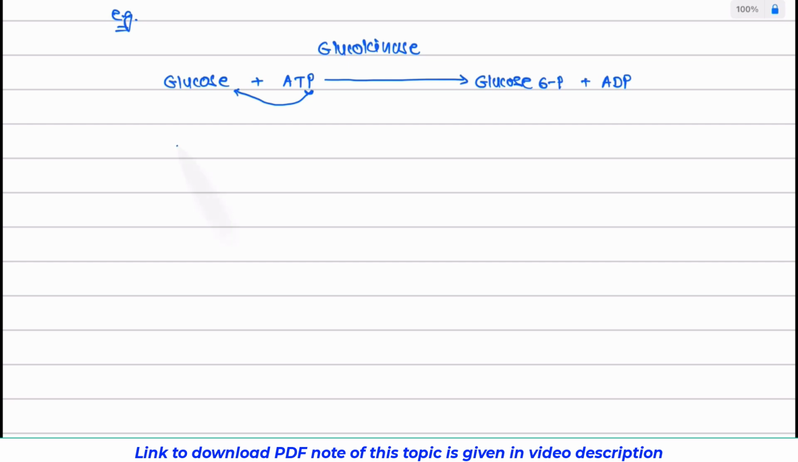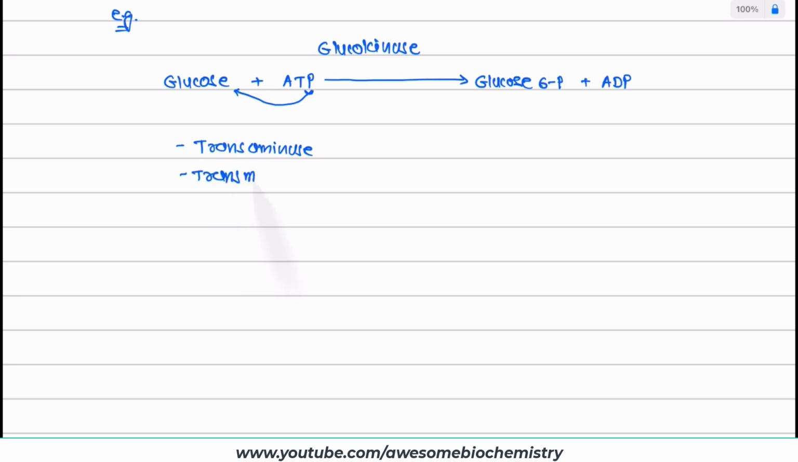Other examples are transaminase, which transfers amino group between various amino acids, and transmethylase, which transfers methyl group. Now let us look at class 3 of enzyme, and it is hydrolases.